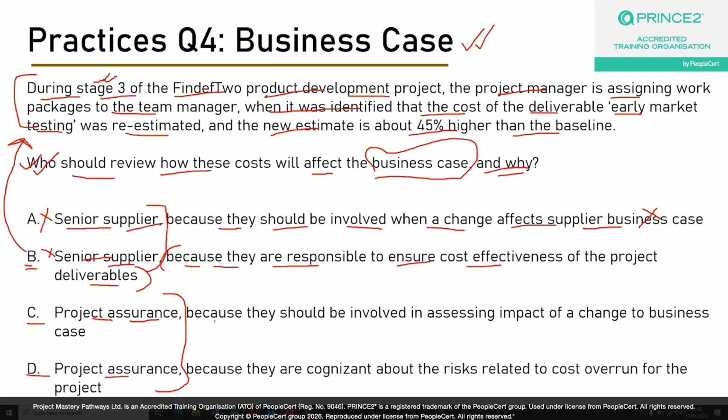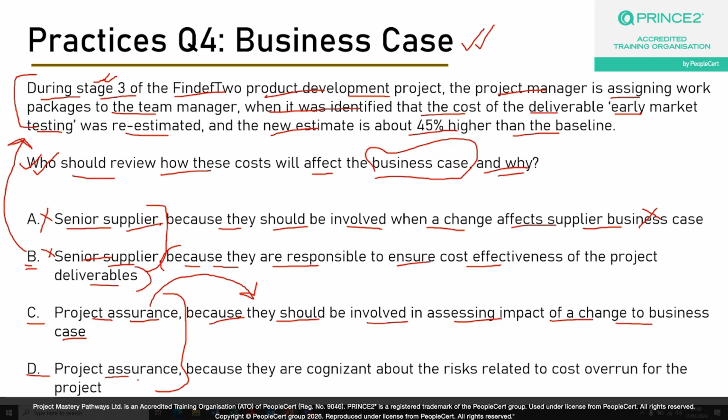Let's look at the reasoning. Because they should be involved in assessing the impact of a change to the business case. Okay, now that seems like a reasonable option, because project assurance is indeed responsible to assess the impact of a change on the business case. So that is a clear-cut statement that has been provided linked to the scenario, and it is also a statement which is correct as part of a general PRINCE2 project as well. Okay, so let's hold this option for now.